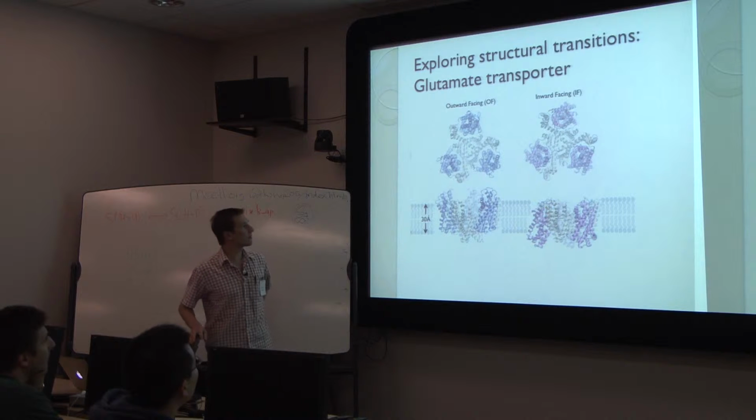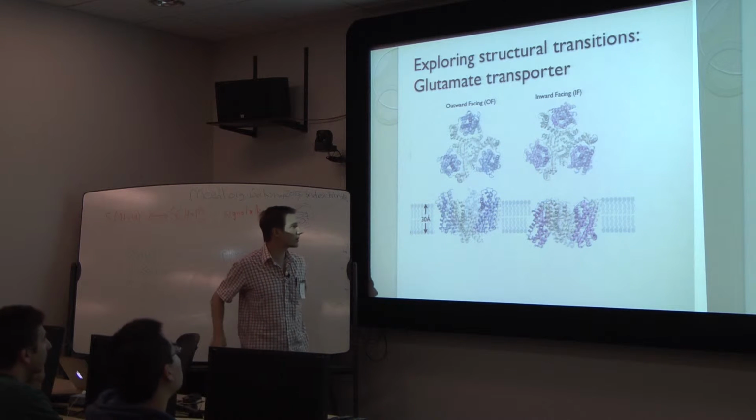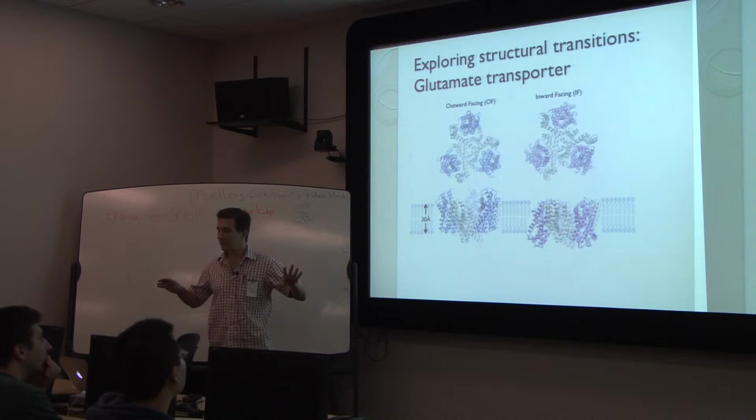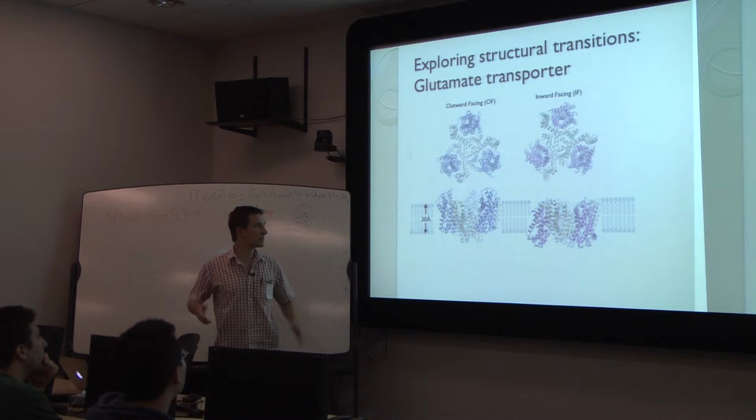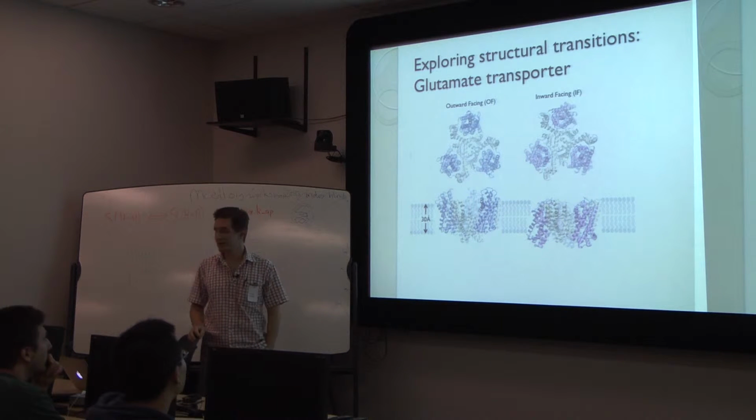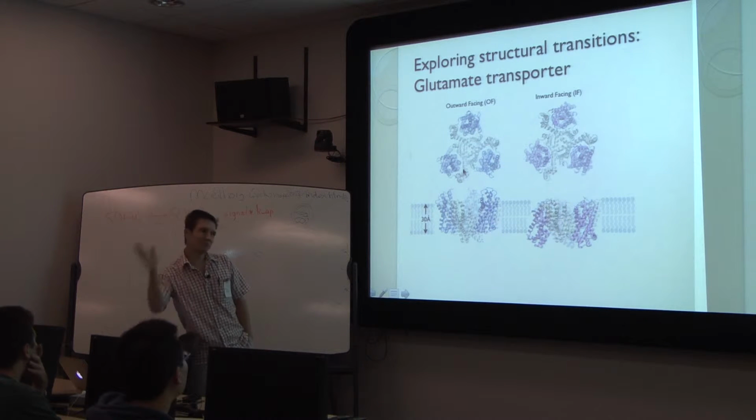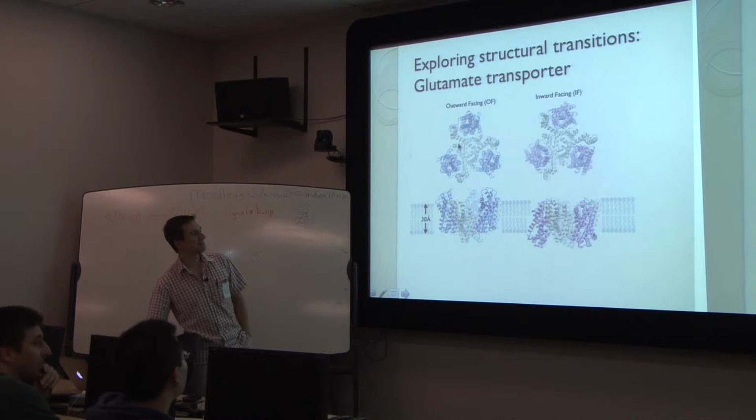Okay, moving along. So another question is, what about the influence of the environment on the proteins themselves? So this is actually relevant in the case of membrane proteins. So shown here is a bacterial homologue of the glutamate transporter, where first there was a crystal structure for an outward-facing conformation that was solved several years ago. I don't remember the exact date, sorry.